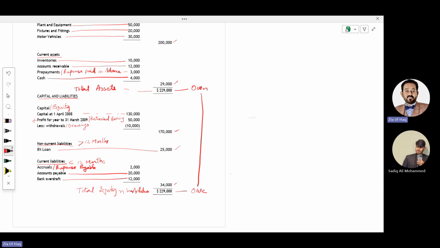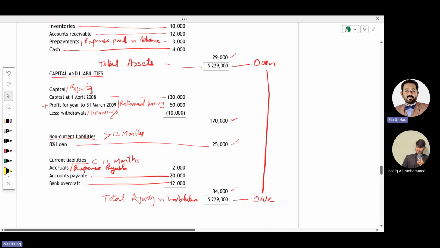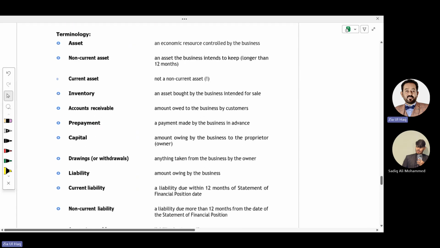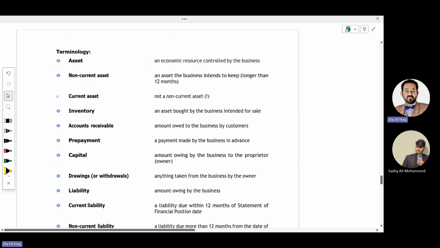Now we are moving towards how to prepare the profit and loss account. We have learned how to prepare the statement of financial position. Now we are moving towards how to prepare the statement of profit and loss account. But before moving to that, there are some terminologies. Definition. What is an asset? An economic resource controlled by the business. Meaning what the business owns. Controlled by the business means it is in the ownership of the business. The business has control over it.